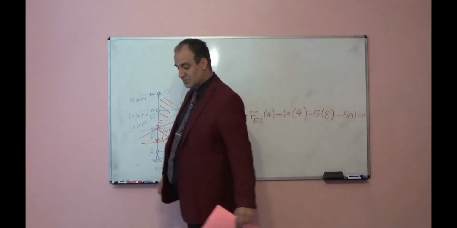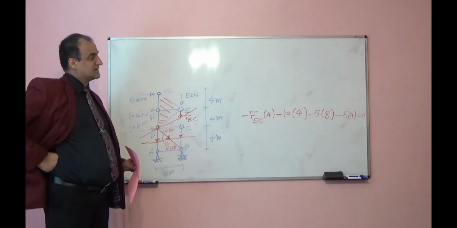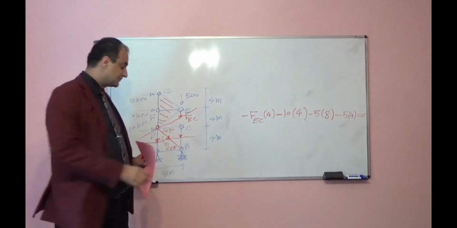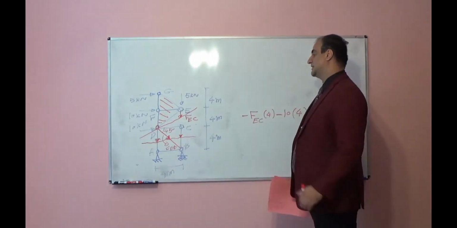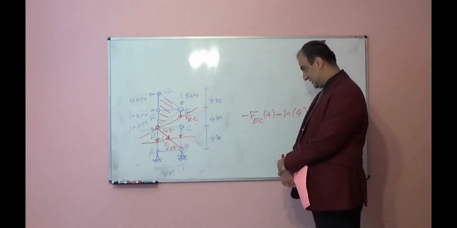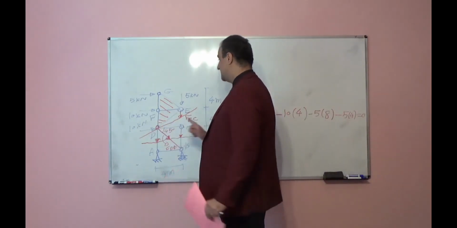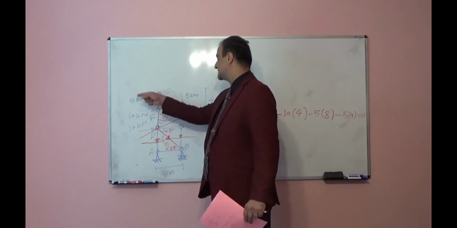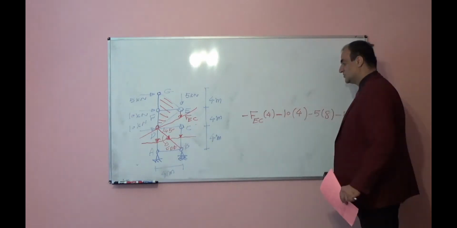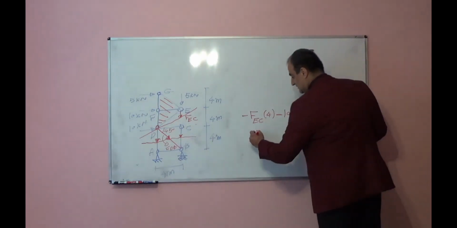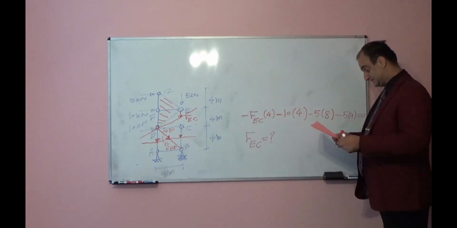From the beginning I know it will be under compression, so the final answer should be negative, because this part rotates with respect to point D. I'm writing summation of moments with respect to point D for the top side. FEC times 4 negative, minus 10 times 4, minus 5 times 8, minus 5 times 4 is equal to 0. So from here, one equation, one unknown, you can find FEC.